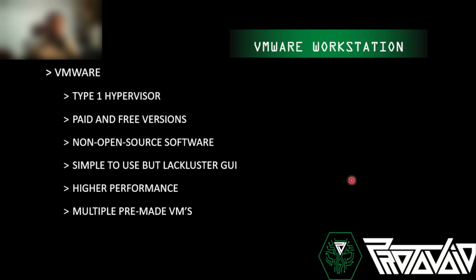And then the next one we're going over, again, a lot less that we're going to talk about for this one. It's VMware Workstation. So they have a, we'll go in order. It's a Type 1 hypervisor, so it can actually be run off of bare metal. It doesn't need a host operating system.